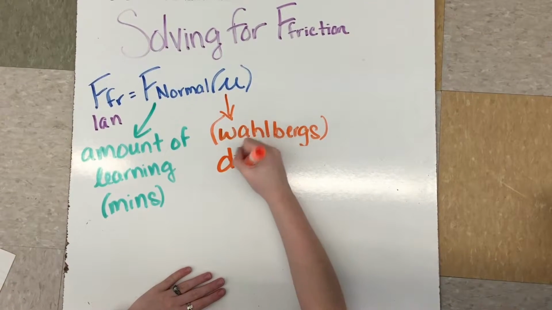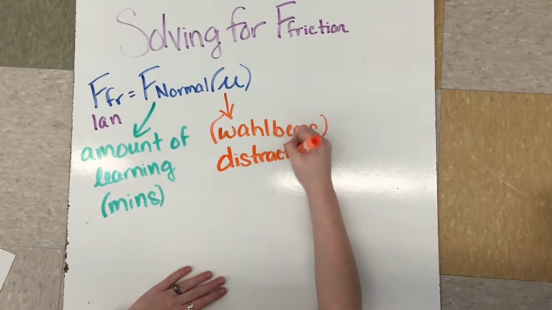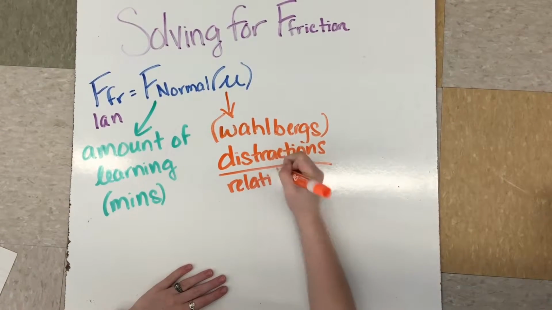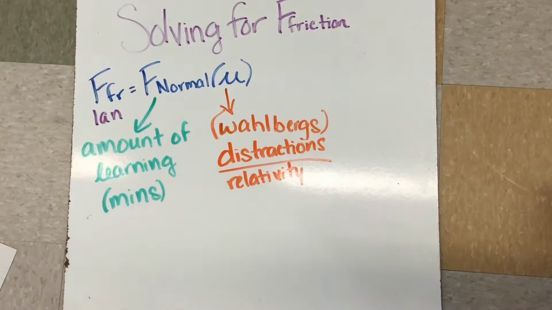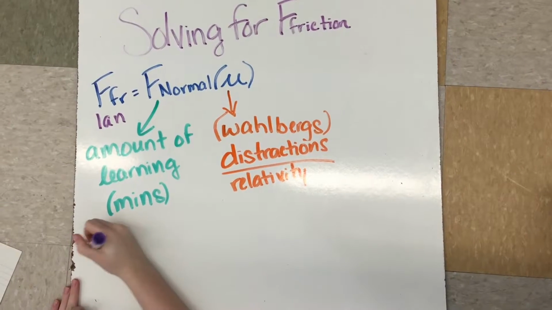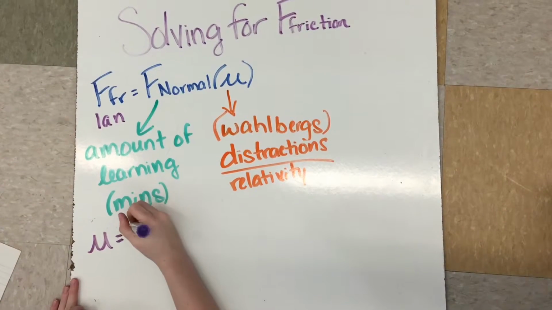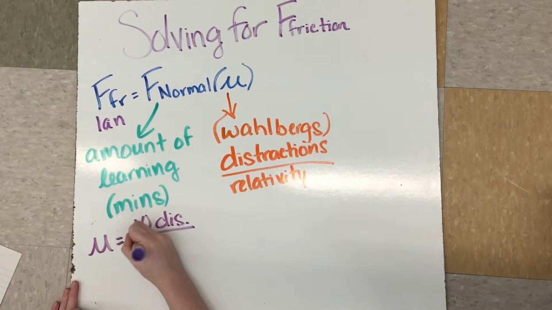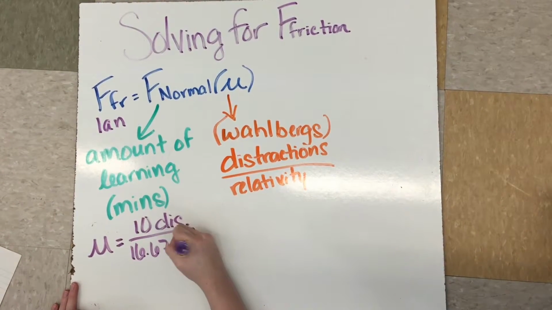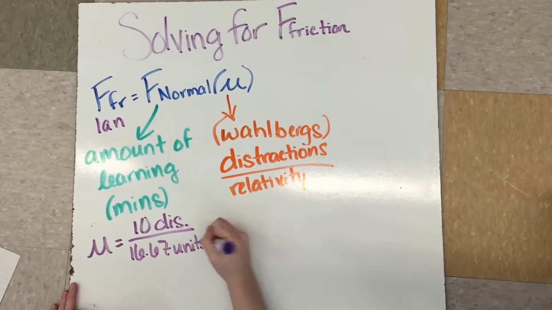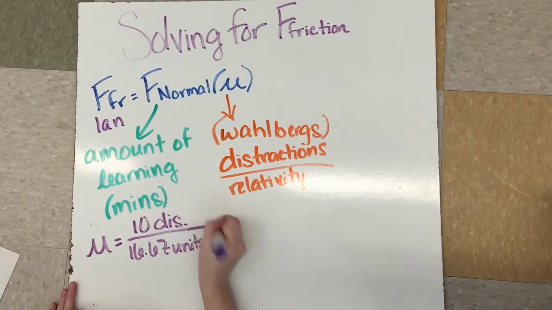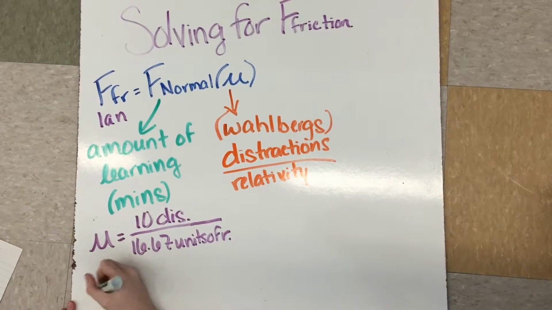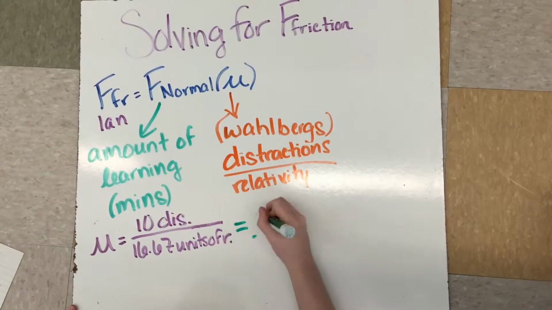So here, a Wahlberg is defined as distractions divided by relativity of distractions, or how distracting they actually are. And here, mu is given by 10 distractions from En by about 16.67 distractiveness of those distractions, meaning that mu now equals 0.6.